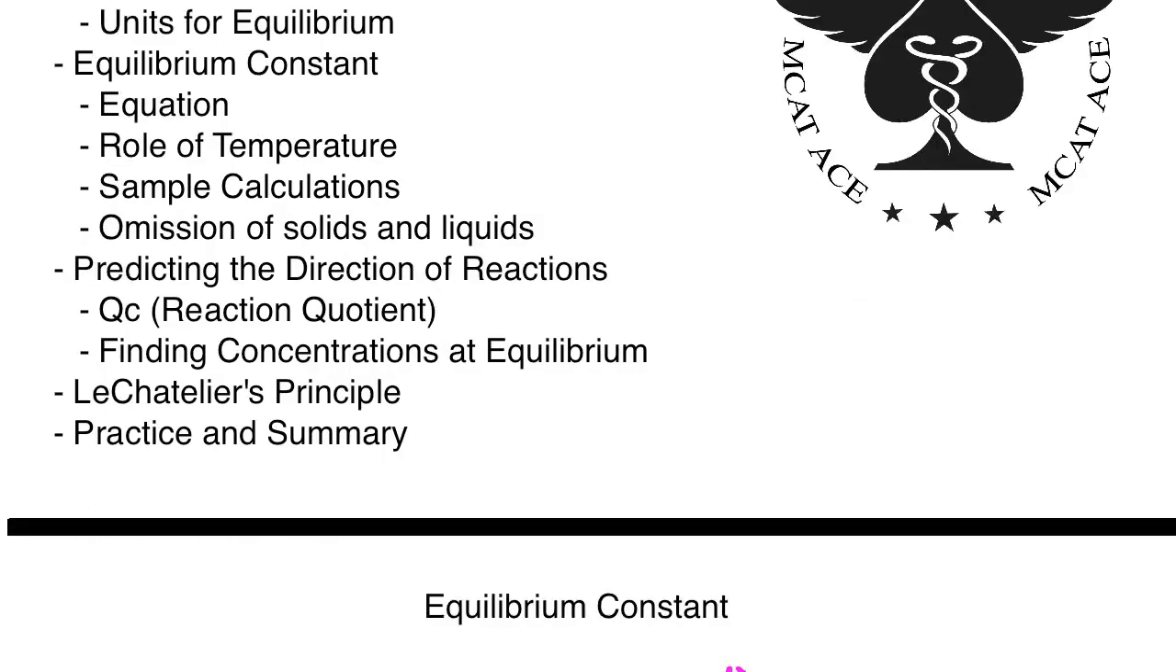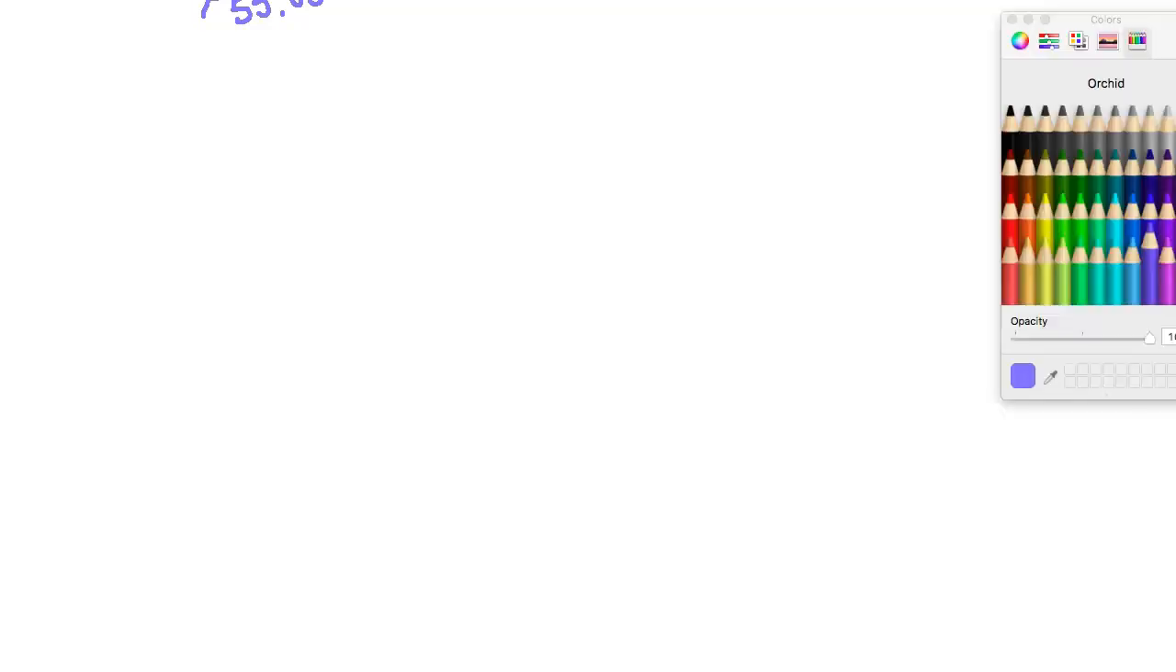So let's go ahead and take a look at how we can do some of these calculations here. So in order to predict the direction of a reaction, let's take a look at another type of reaction here. So for this reaction, we're going to have hydrogen gas, and we're going to have iodine gas.